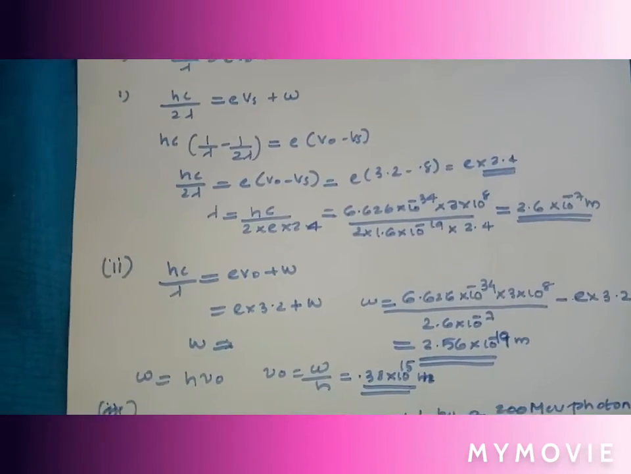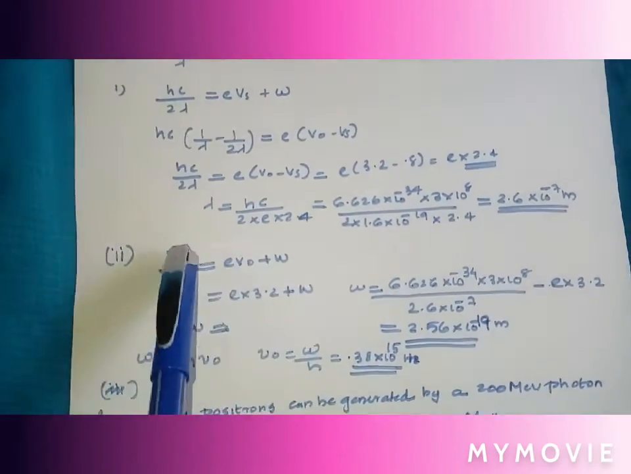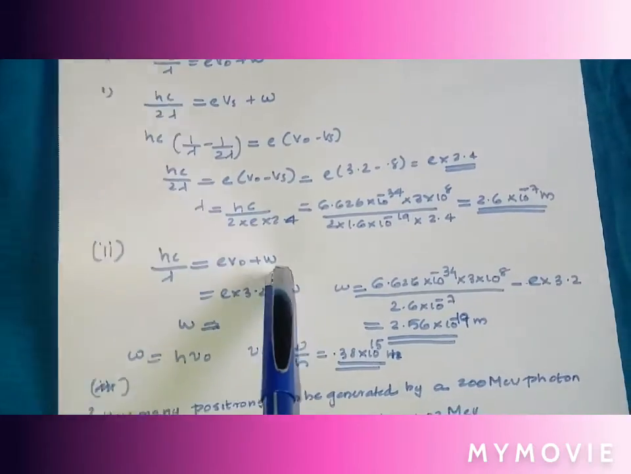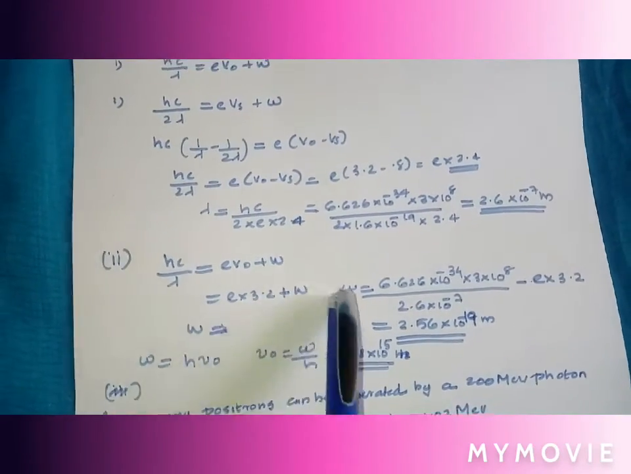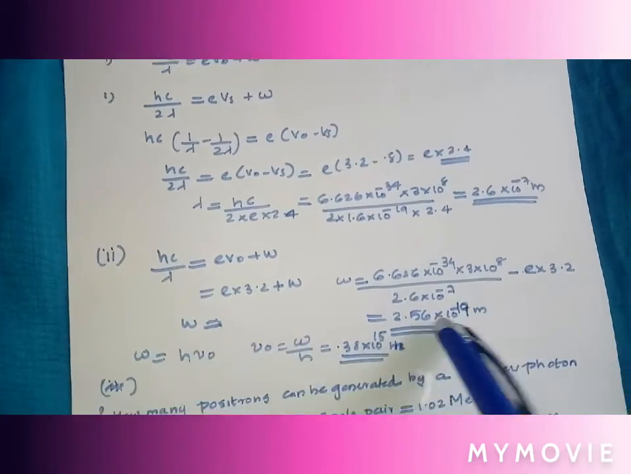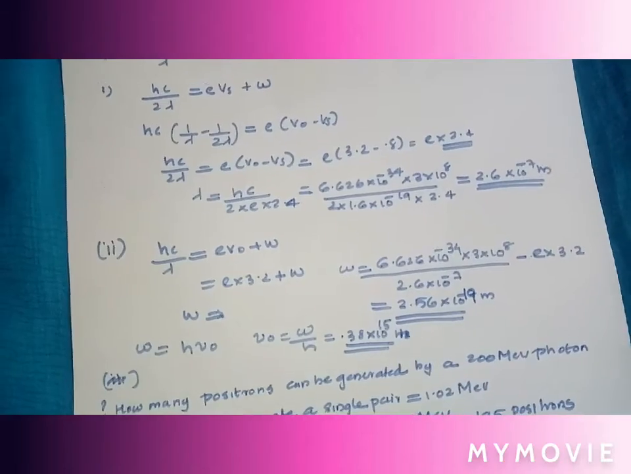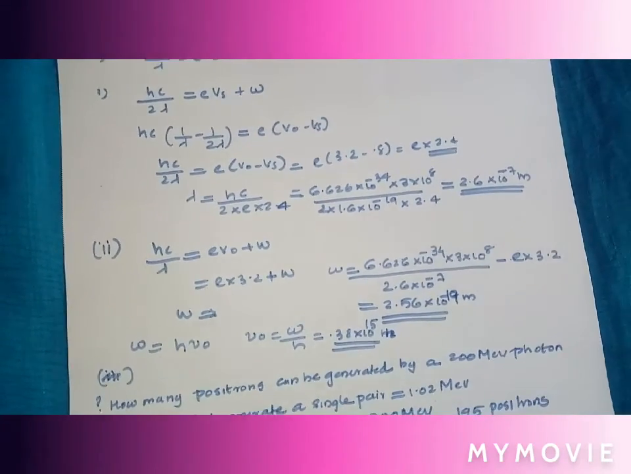And second, we have to find the work function. The basic equation: hc by lambda is equal to kinetic energy plus work function. So we get work function as hc by lambda minus e into 3.2. From that we get the work function as 2.56 into 10 raised to minus 19 joule.